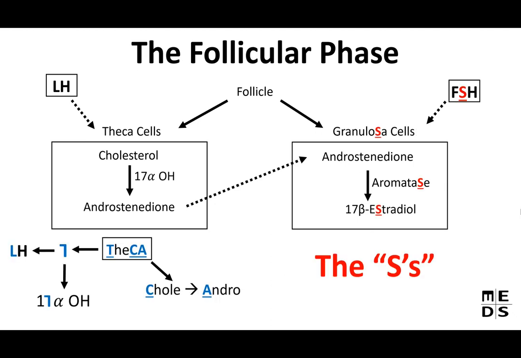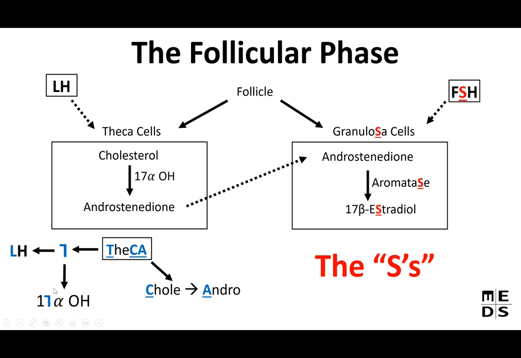Okay, so if you take the word theca cell, we're going to start over here on the left at the bottom. If you take the second two letters, C is going to be for cholesterol, and then the A is going to be for the andro. So that's what the initial and final product are. And if you take the T and flip it around and cut that little part off, it actually looks like an L. So it's going to be LH.